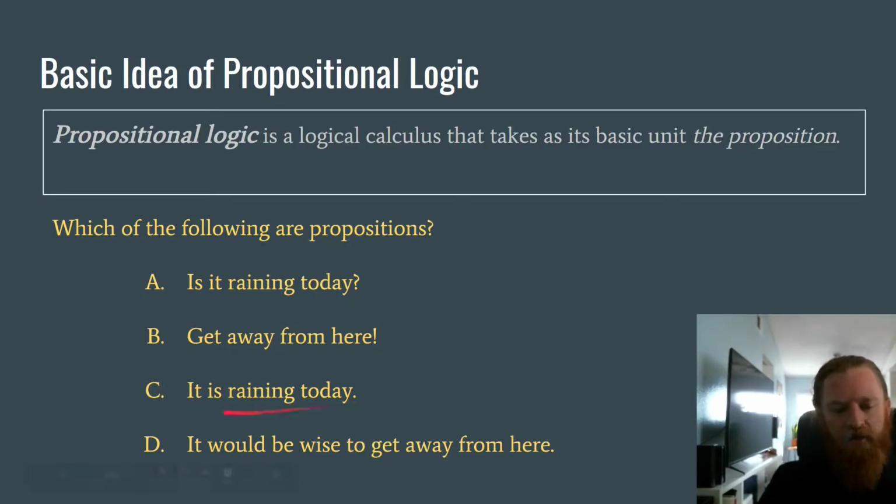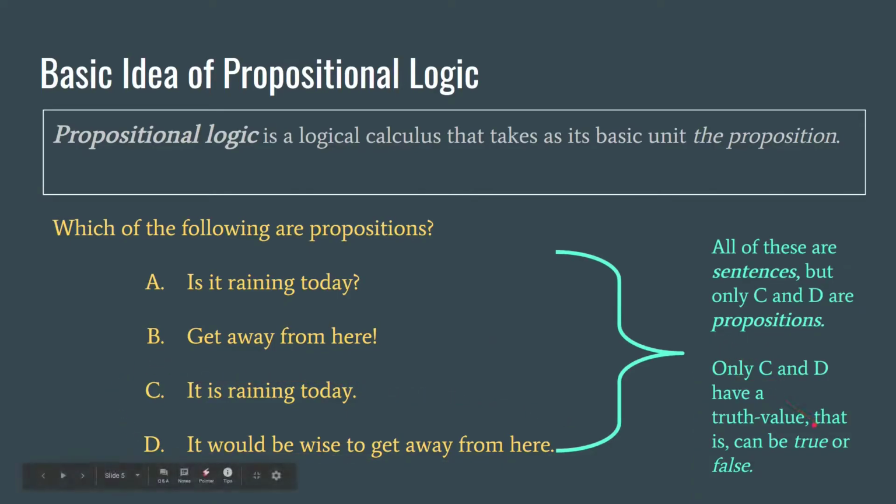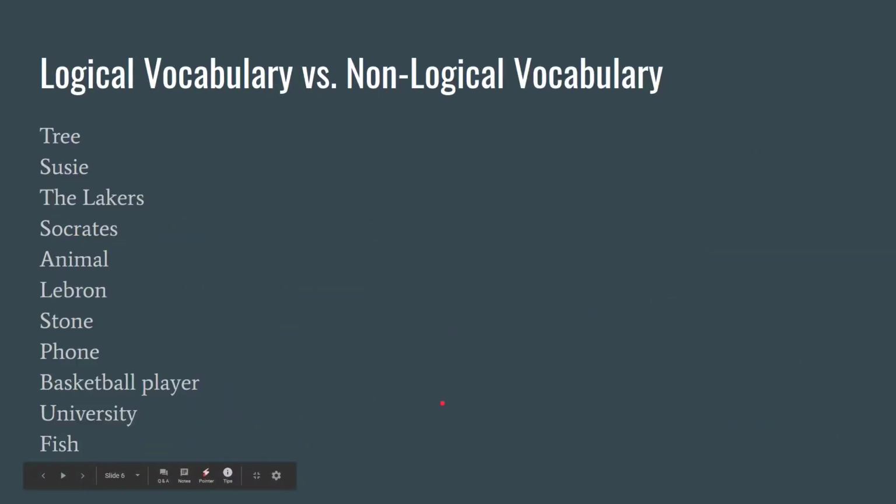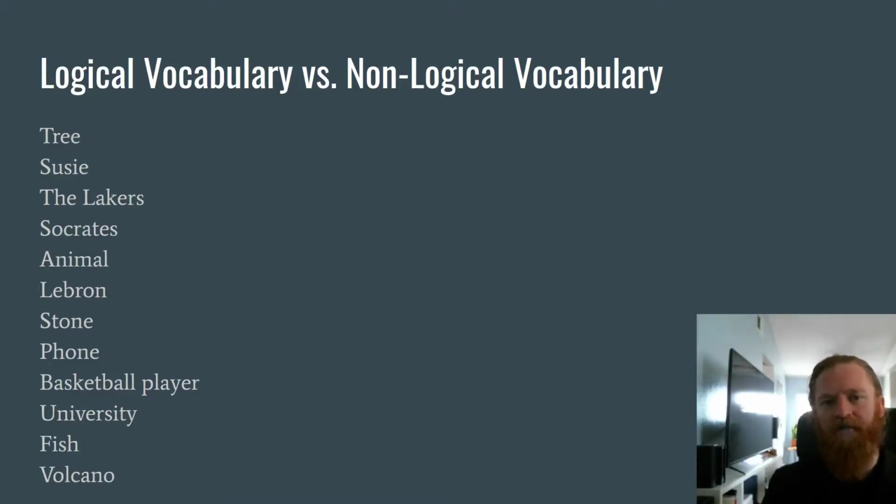They could be either true or false. If you say it is raining today, you're either correct or incorrect. You're stating how things are. Same thing with D. You are stating that things are such that it would be wise to get away from here. So C and D are propositions. Notice only C and D have a truth value. That is, only C and D can be true or false. So we're dealing with propositions like C and D that assert some kind of content. What we want to do is build up a machinery for understanding the logical structure of propositions.